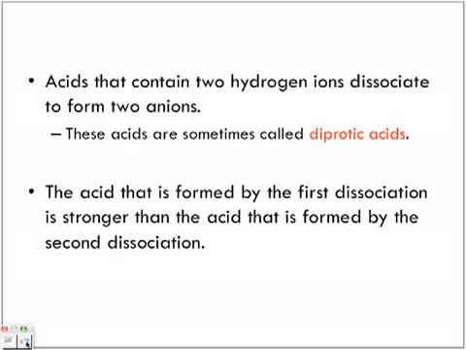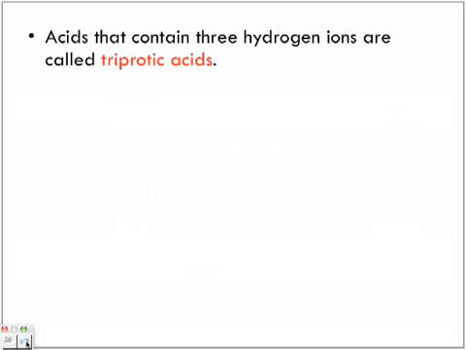The acid that is formed in the first dissociation is always stronger than the acid that is formed in the second dissociation. So even though an acid might be a weak acid that has the H2, that first dissociation is always going to be stronger than the second dissociation. Once it dissociates once, that acid is still stronger than the new ion that it forms.